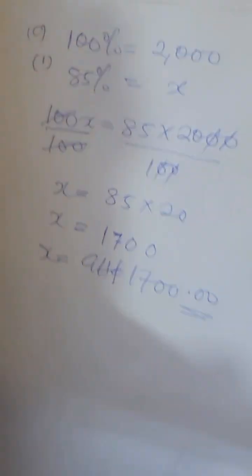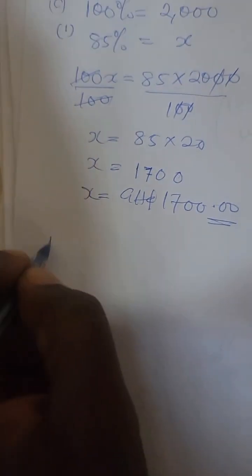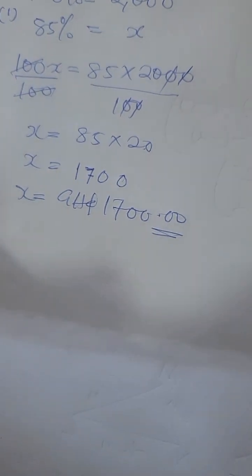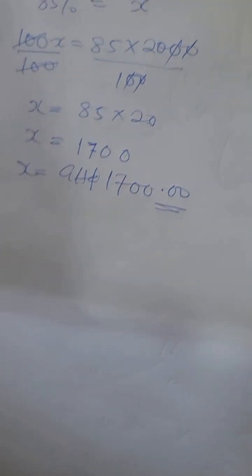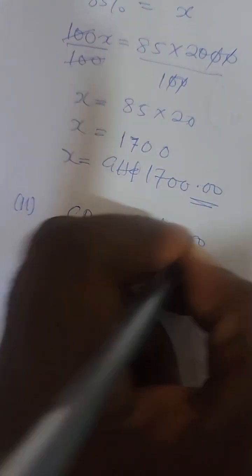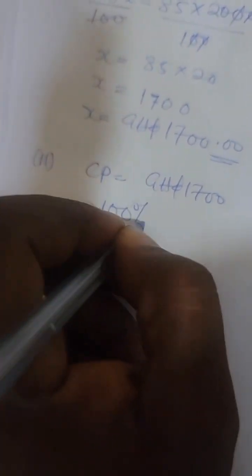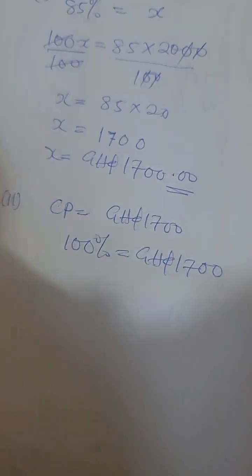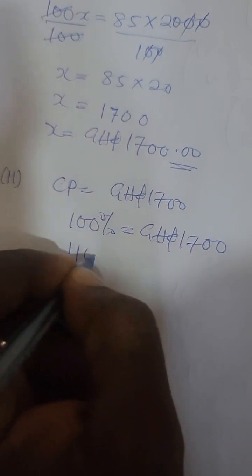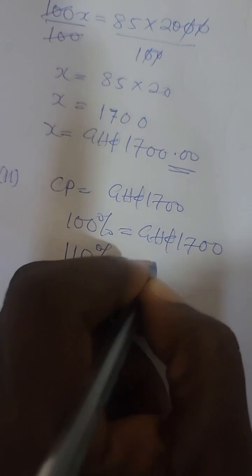Now that's CI solved. Now CII is asking, if Alice later sold the TV at a profit of 10%, find the selling price. So it means that the amount she paid now becomes the cost price, which is now the 1,700, and that cost price is always 100%. She made a profit of 10%, so the 100% increased by 10, and that's 110%. It's equal to the selling price.